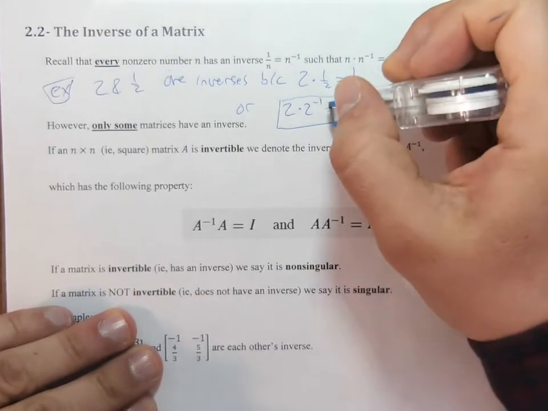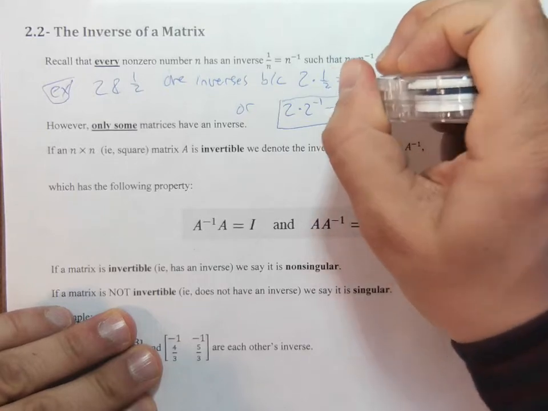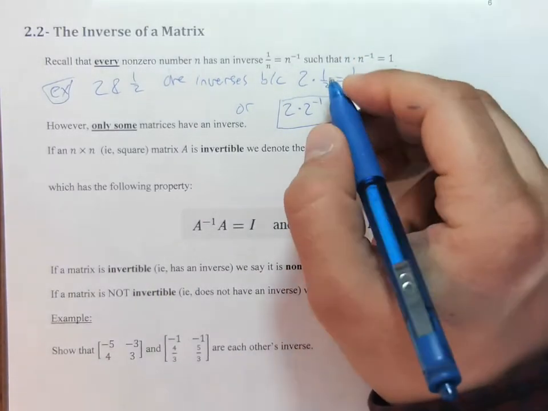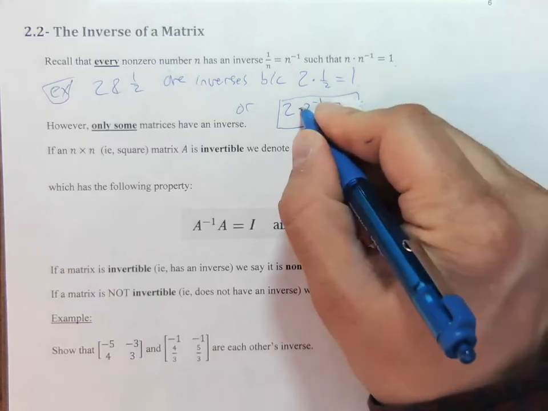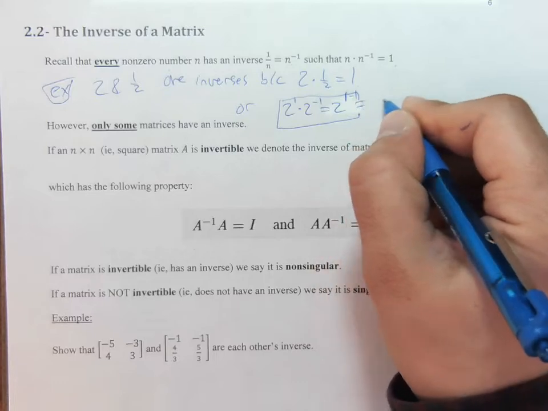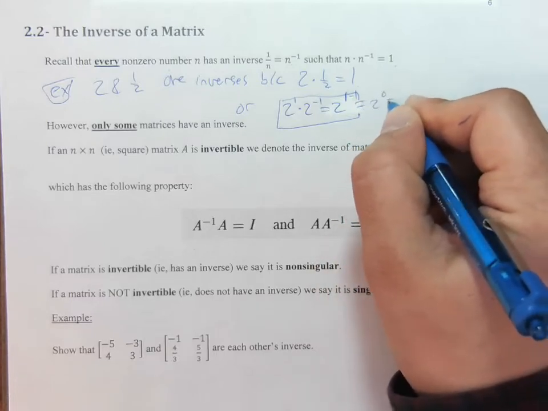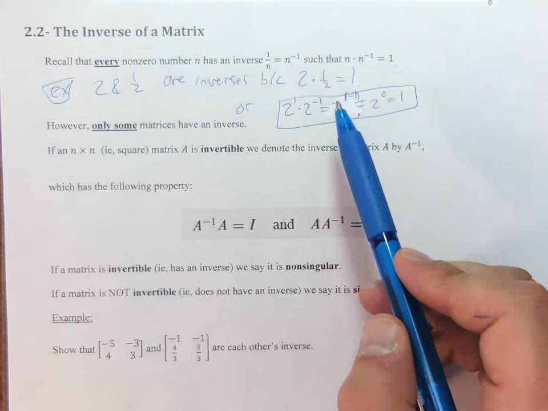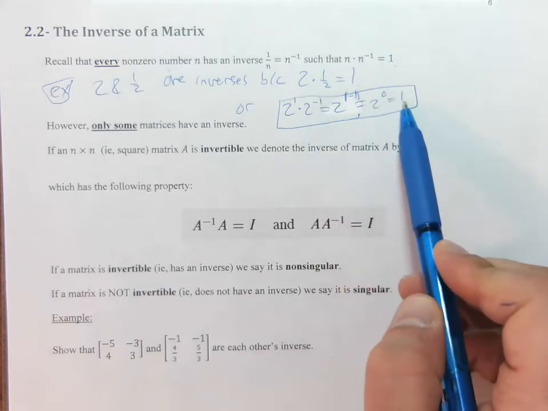Let me rewrite this in a more clear way. If you wrote 2 times 2 to the minus 1, that's the same thing as adding the exponents, right? There's a 1 and a minus 1, so you do 1 minus 1. And so that's 2 to the 0, which is 1. This is just a different way to show you that 2 and 1/2 are each other's inverse. And any non-zero number has a multiplicative inverse that gets you to the number 1.